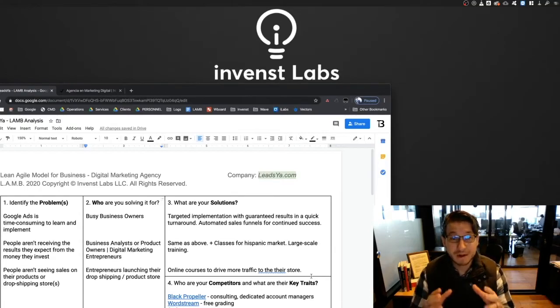This LAM analysis is already complete, so I'm going to walk you through what it looks like to have a successful business model within the LAM analysis.